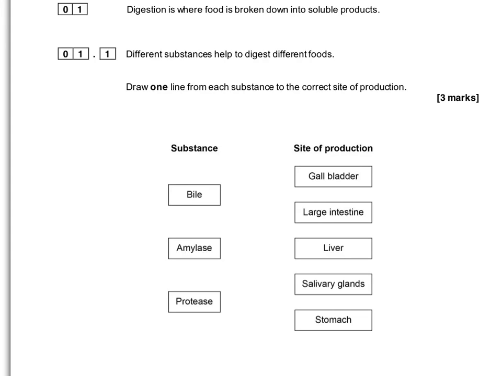Okay, question 1 is a knowledge-based question. It says, draw one line from each substance to the correct site of production. Well, bile is made in the liver, amylase is made in the salivary gland, and protease is made in the stomach. Each of those is worth 1 mark.